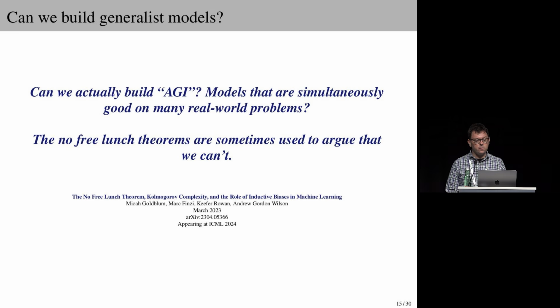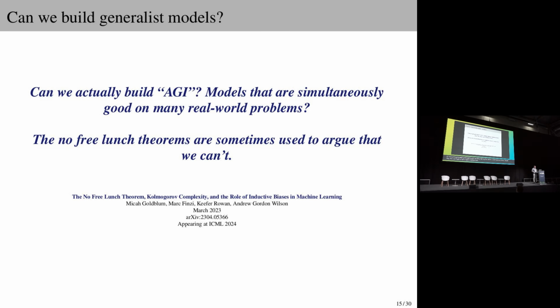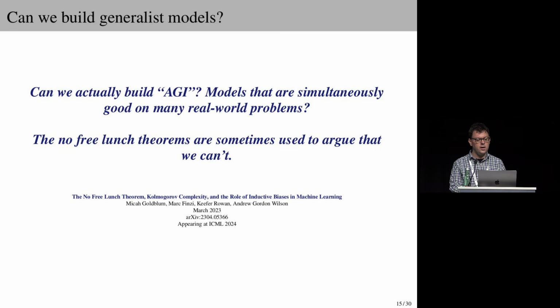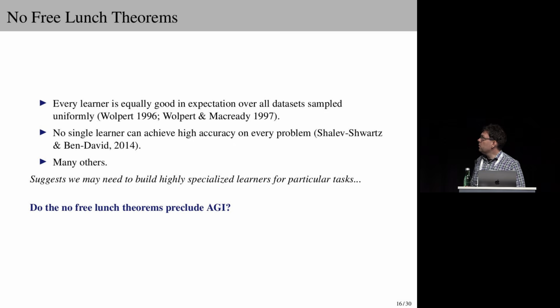And there are many results, like the no-free lunch theorems, that are sometimes used to argue that we can't build highly general models, that if a model is working really well on one problem, that implies it must be working poorly on other problems, and so we need specialized assumptions, inductive biases. There are many different no-free lunch theorems. The most famous is by Wolpert and Macready, and it essentially says that every learner is equally good in expectation over all data sets sampled uniformly from a distribution over data sets. There's another by Ben-David and Shalev-Shwartz saying that no single learner can achieve high accuracy on every problem, and there are many others. As I said, this seems to suggest that we should build highly specialized learners for particular tasks. And so do the no-free lunch theorems preclude the notion of an AGI?